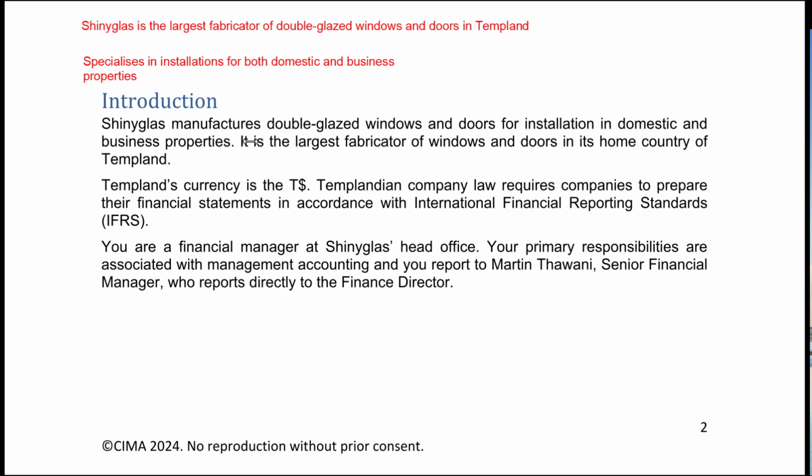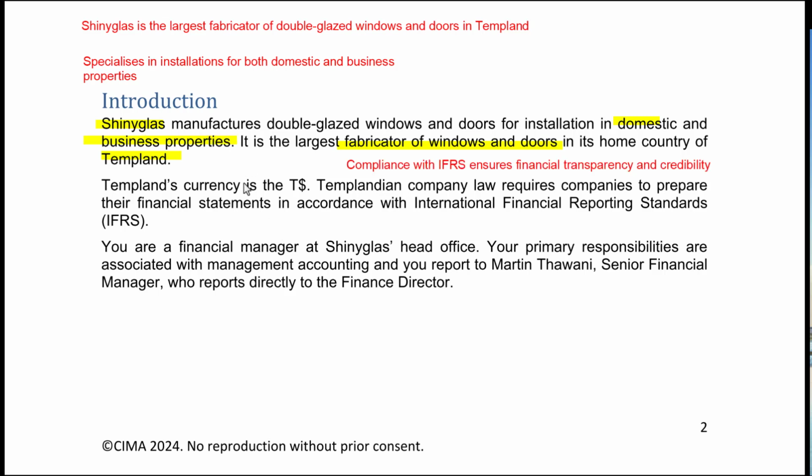So in this introduction, we're learning who and what Shinyglas is. So we can see it's the largest fabricator of windows and doors in its home country. And that country is Templand, and it deals with both residential to domestic properties as well as commercial properties. So there's some kind of diversification there.